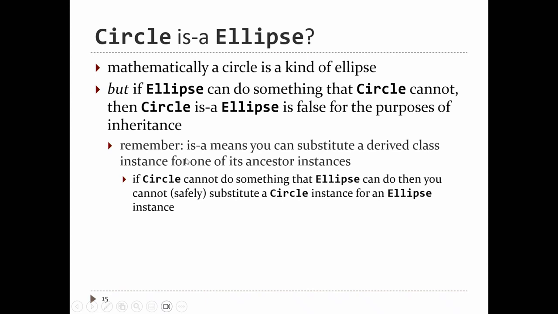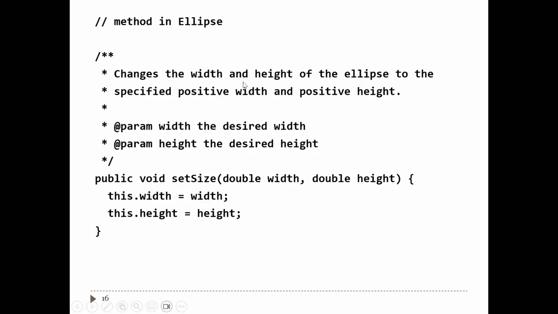So remember, "is a" means I can substitute the derived class object anywhere an ancestor class object is needed. In this case, I should be able to pass a Circle object to any method that uses an Ellipse. If Circle can't do something that Ellipse can do, then that method that takes an Ellipse is going to fail when you run it. So for example, inside Ellipse, you might have a method called setSize, to change the size of the Ellipse, changing its width to this, changing its height to that.